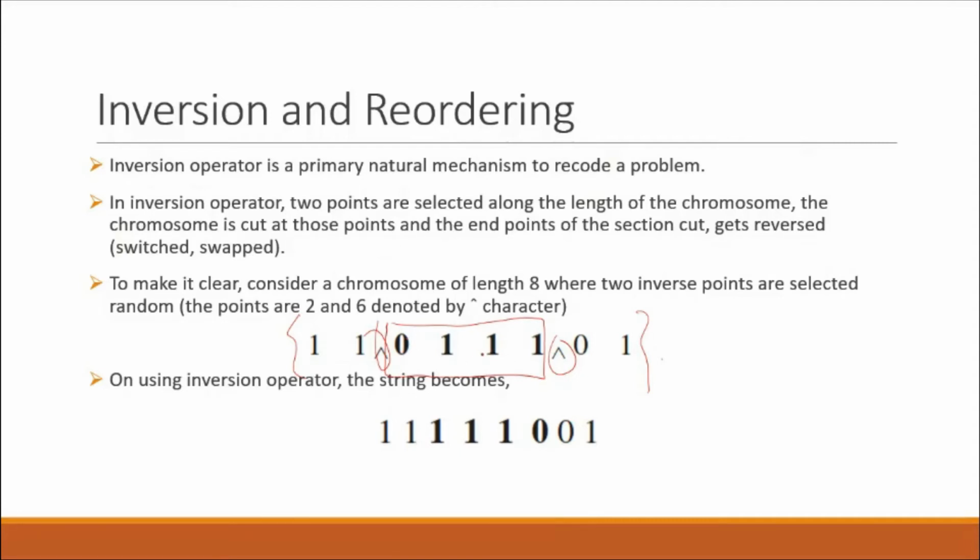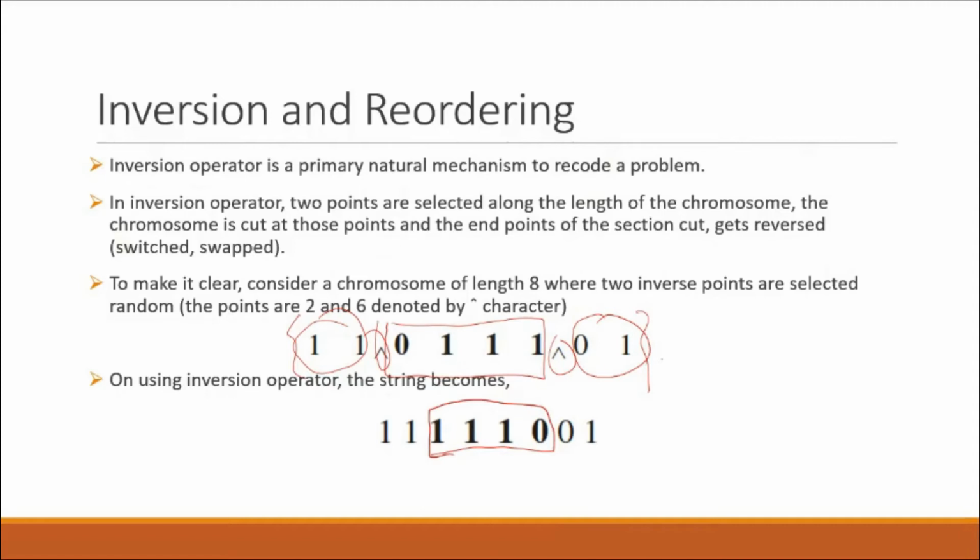So 0 1 1 1 becomes 1 1 1 0, and then the rest of the things remain the same, 1 1 as well as 0. So that is our common inversion operator, or the inversion mutation operator. That is how inversion happens.